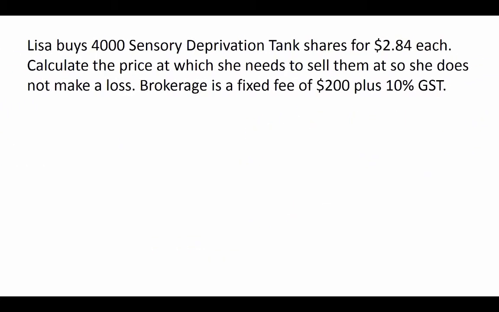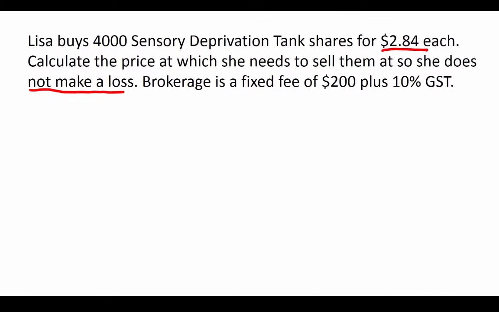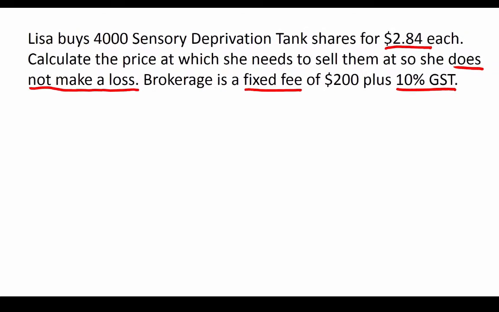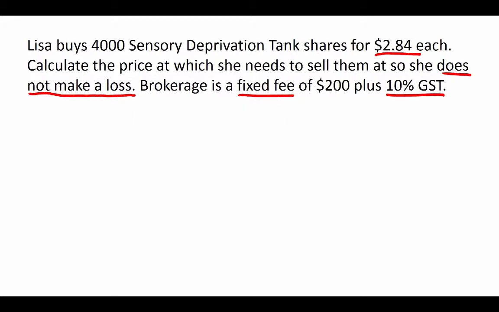But what happens if you get a question where it says Lisa buys some shares for $2.84 each? So we've got a price, but then it says calculate the price which she needs to sell them at so she does not make a loss. That phrase there, does not make a loss, is the same as saying break even. It's the same as saying what is the break even price. So we look at that and notice that we've got a fixed fee and the GST. We haven't got a brokerage rate, which means that we have to use a different formula to solve this.